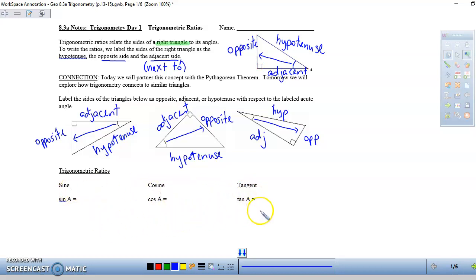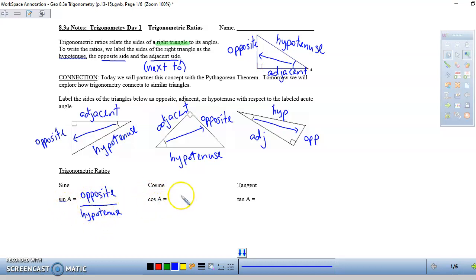Now these are strictly just the definitions. There's nothing really to understand about them. It's just these are how the ratios are defined. So the sine of angle A, so you're always going to have an angle here. So the sine of angle A, so let's say we're talking about this guy, is the opposite side divided by the hypotenuse. So you'd say opposite over hypotenuse. So whatever your opposite side length is, divided by the hypotenuse, and that is your sine of that angle.